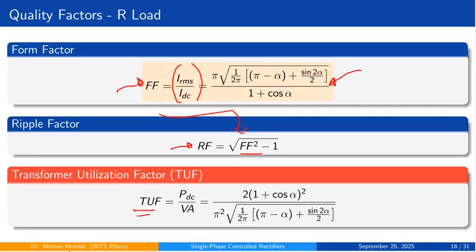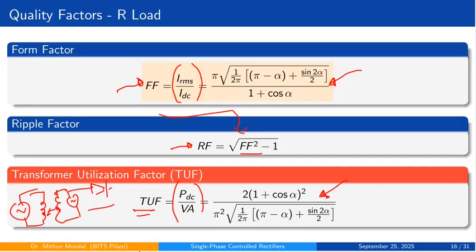The transformer utilization factor is the ratio of the DC power to the volt ampere rating of the transformer, and we can get it by this formula. We are using the transformer to step down the voltage, as we discussed in the case of the uncontrolled rectifier. Whatever voltage we supply may be a high voltage, and we need to step it down to get a certain voltage, after which the rectification principle begins. So the transformer utilization factor is one of the considerations we can estimate.